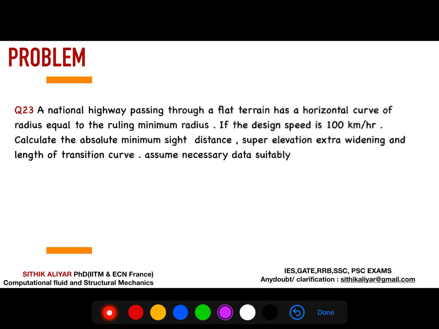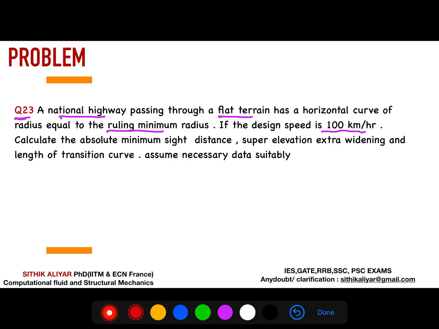Okay, so going to the next question. You can pause the video and solve yourself and then come and verify your answer. You can see question 23. A national highway passes through a flat terrain. It is something like the question we solved 2 problems before. Horizontal curve of radius equal to ruling minimum radius. Okay, they have given the design speed 100 km/h.